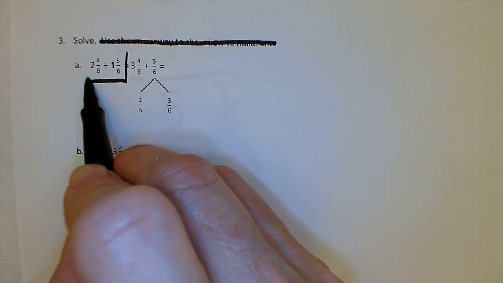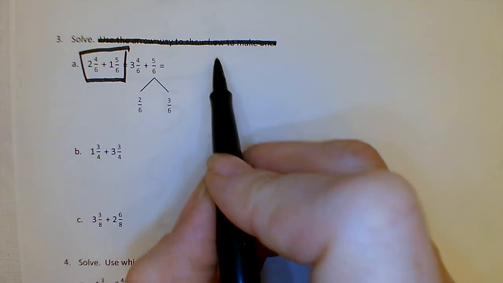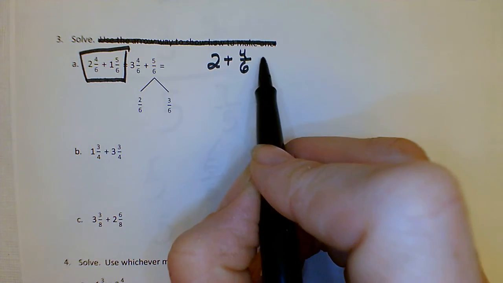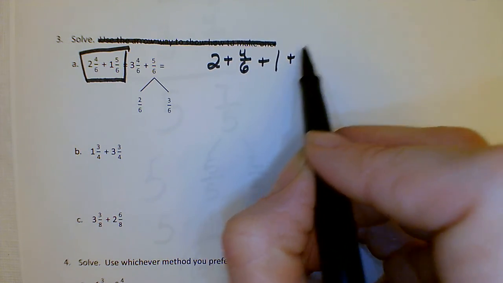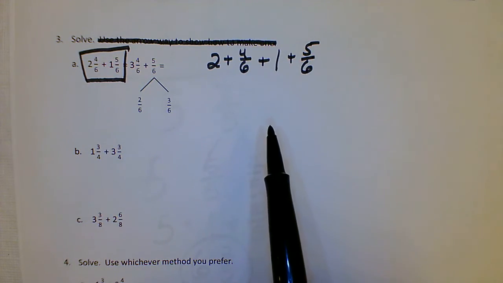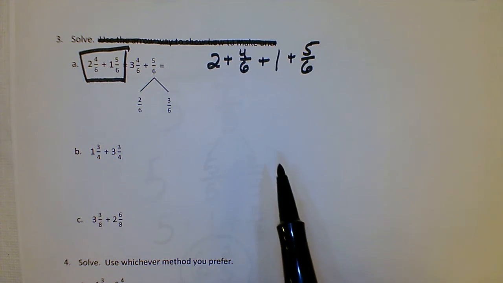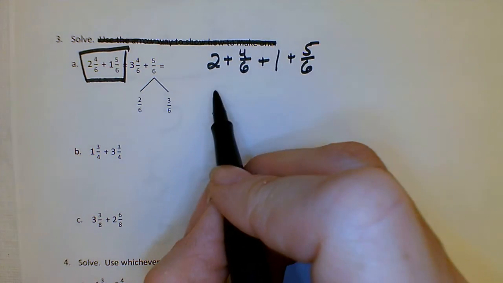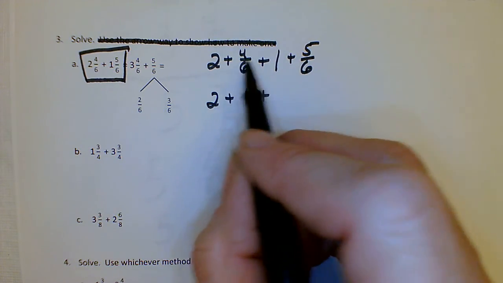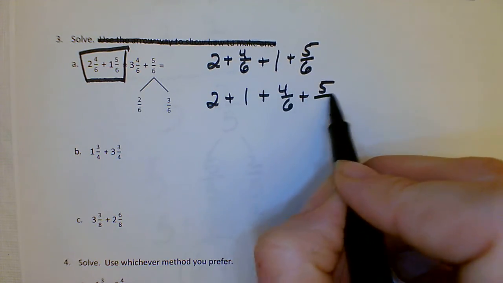So here's the original number sentence. 2 4/6 plus 1 5/6. So I'm going to go ahead and do 2 plus 4/6 plus 1 plus 5/6. And again, if you're comfortable right now, you can just say 2 plus 1 is 3, and 4/6 plus 5/6 is 9/6. And you could go ahead and write that. But for those who really need us to flip it around, I'm going to show that I have 2 plus 1. Now I'm just commuting these, going back and forth, plus 4/6 plus 5/6.